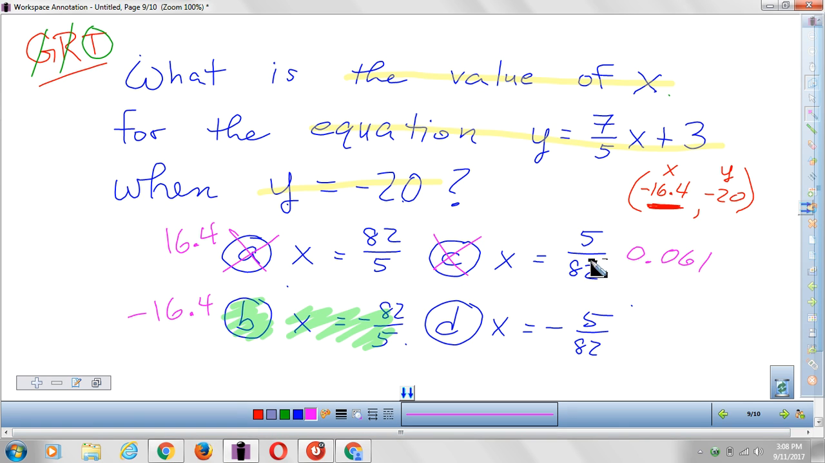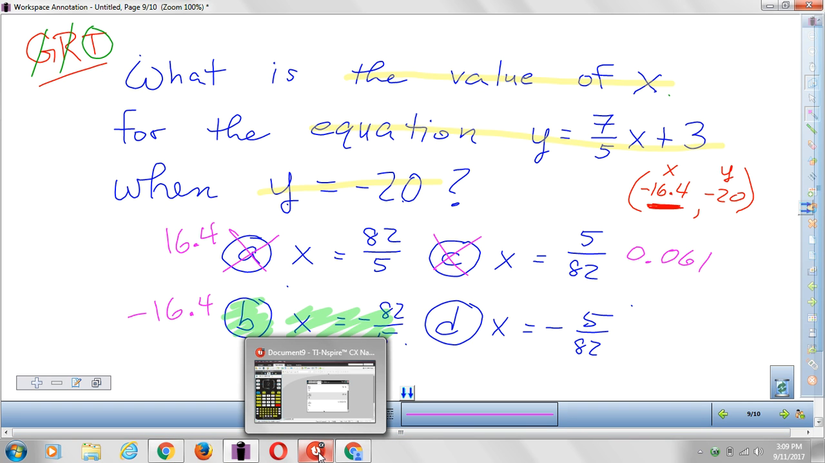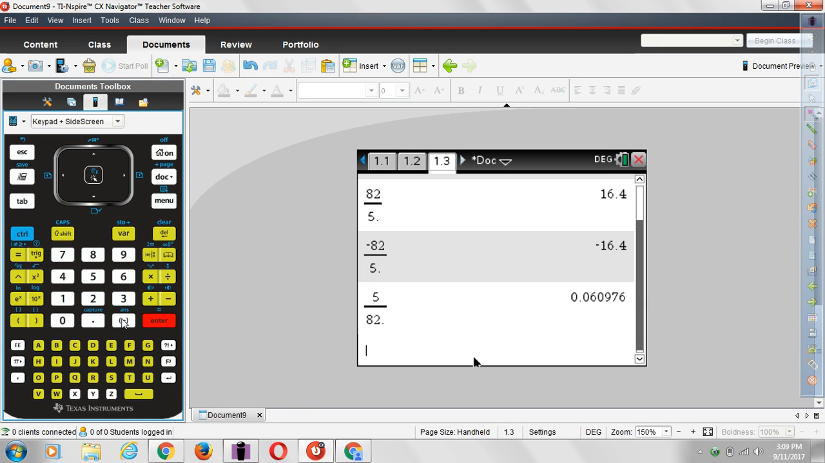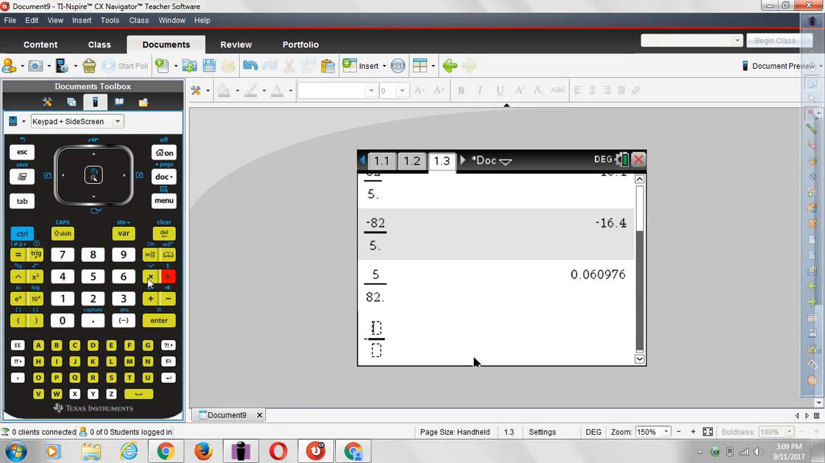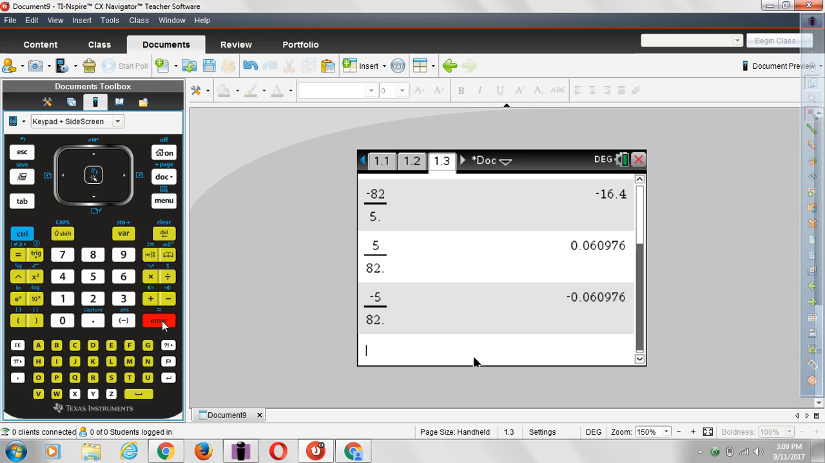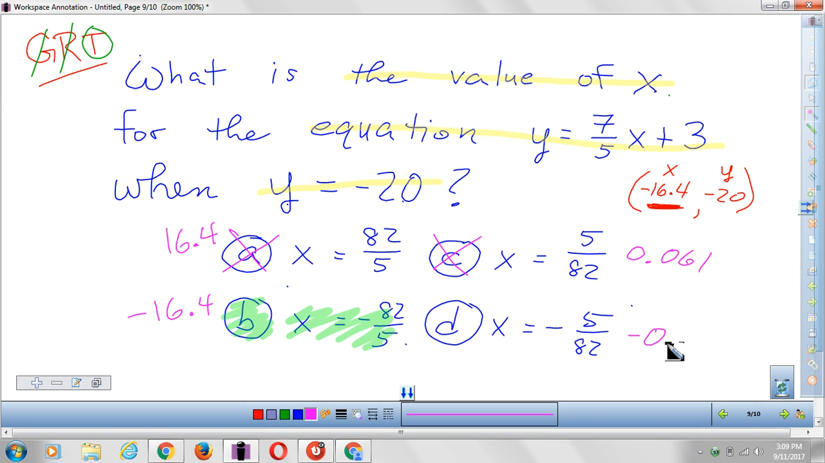And then if I do this one, hopefully you've seen a pattern here that this one was positive. This one is just going to be the same thing, but negative. Negative 5 divided by 82. Negative. Control divide. 5 over 82. Put a decimal. Hit enter. And I get negative 0.061. So that would be negative 0.061. Which also is not a match to the answer the calculator originally gave me. That means that this one is definitely my correct answer.